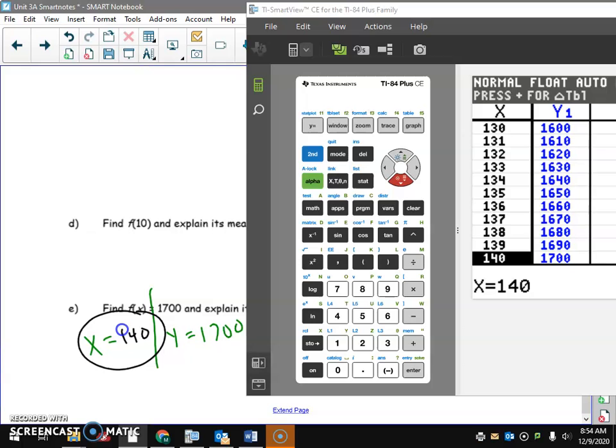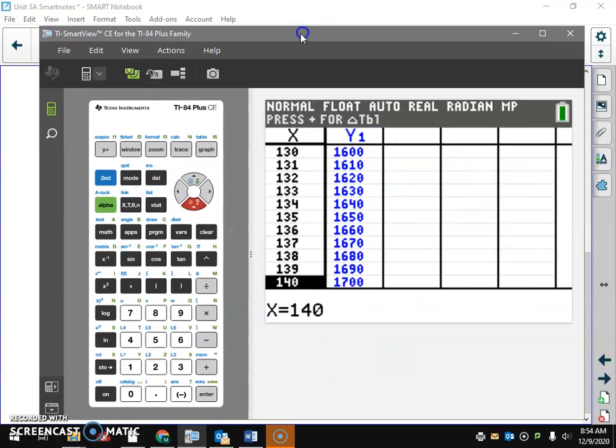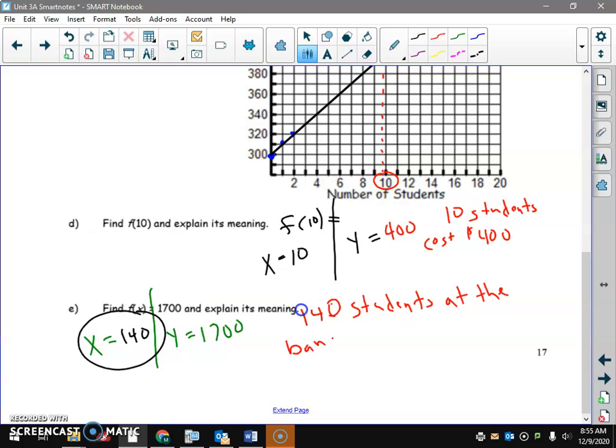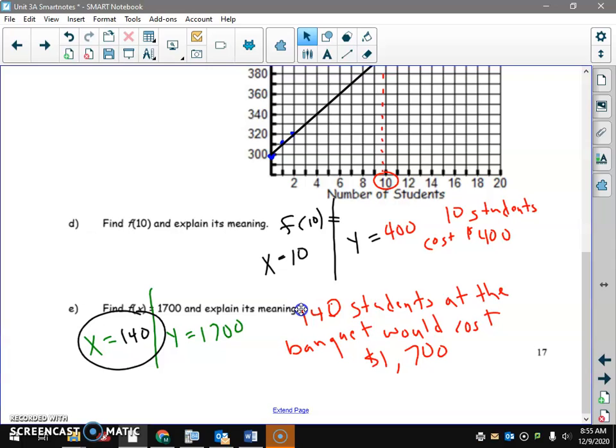Circle that because that's what you gave us. We gave you the 1700 and explain the meaning. And just like we did on the other one, 140 people, 140 students. Let's use the right words. At the banquet would cost $1,700. All right, sounds like our honor society or something like that.